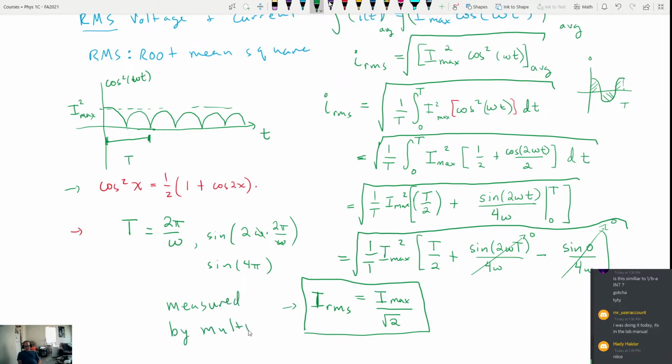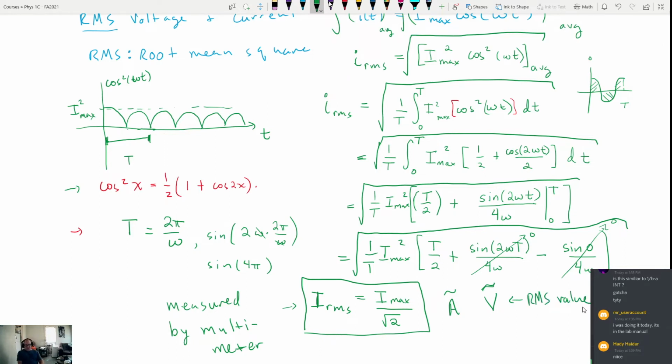As long as it's on the squiggly setting. That is to say, on your multimeter, I think for current, it looks like an A with a squiggle above it, and then for voltage, it looks like a V with a squiggle above it. These things are RMS values of the voltage and stuff.